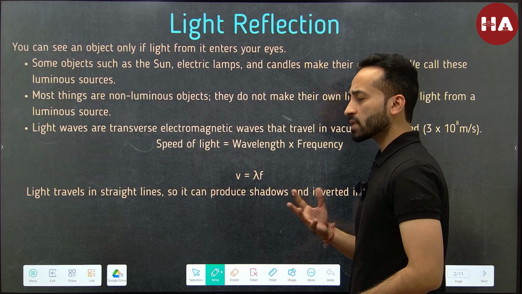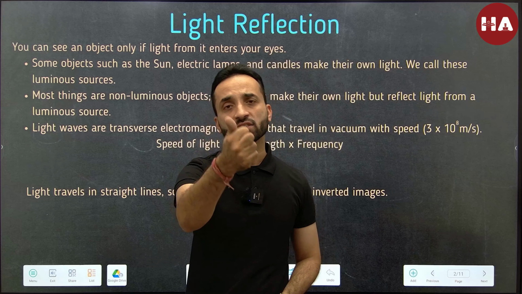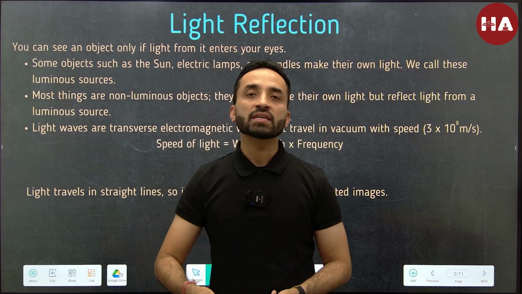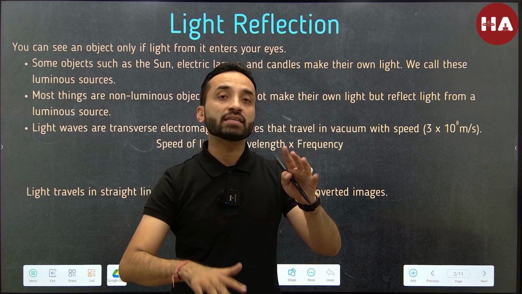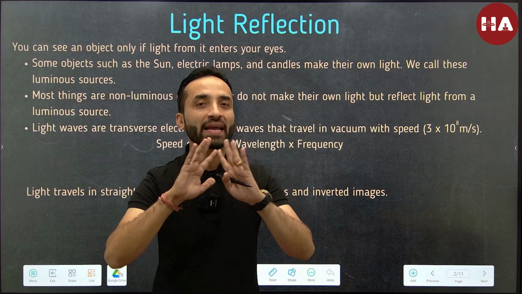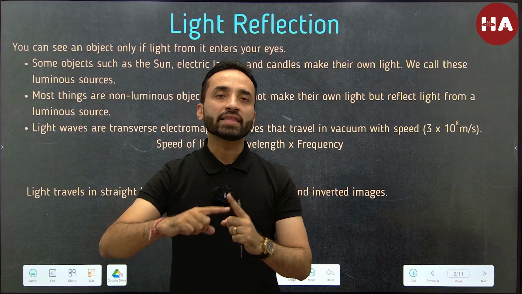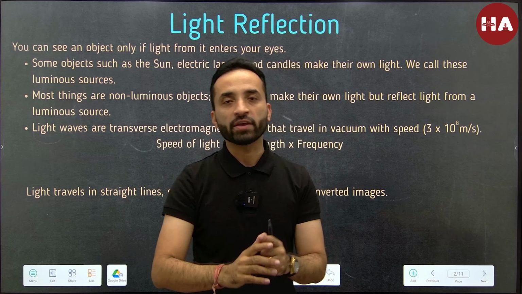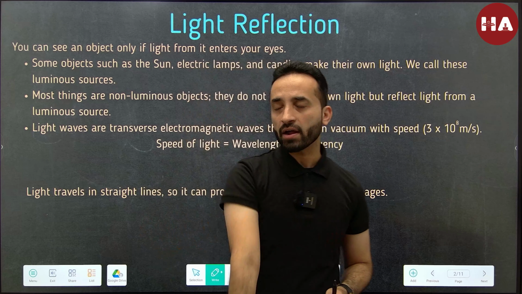So light, you understand, it is transverse wave. If we talk about the behavior of light wave, it is transverse. That means the electric and magnetic fields, so called, which you might not be knowing, but don't worry, they are always perpendicular to the direction of movement of wave. That is what transverse waves are, right?